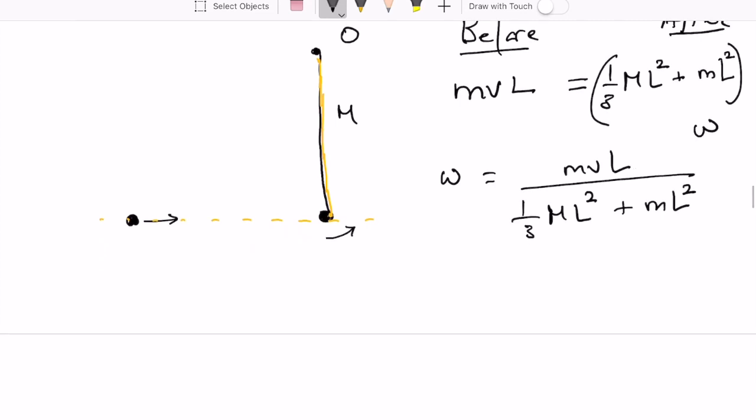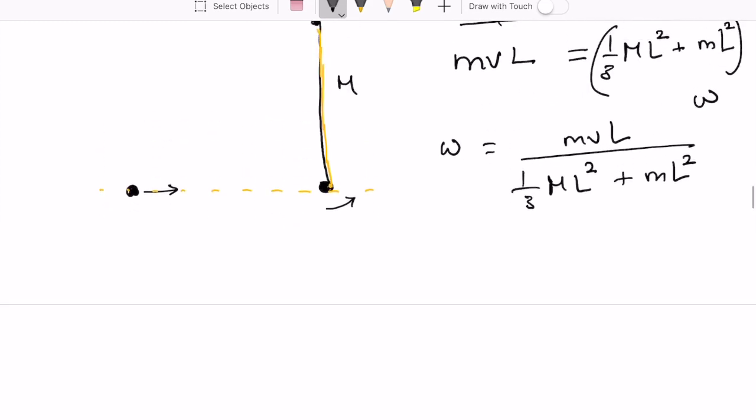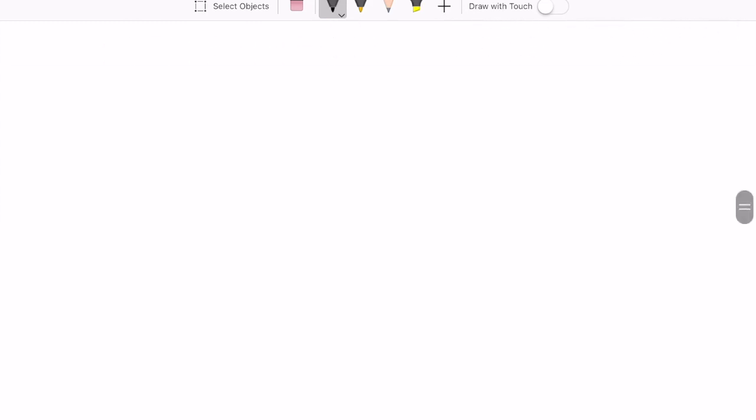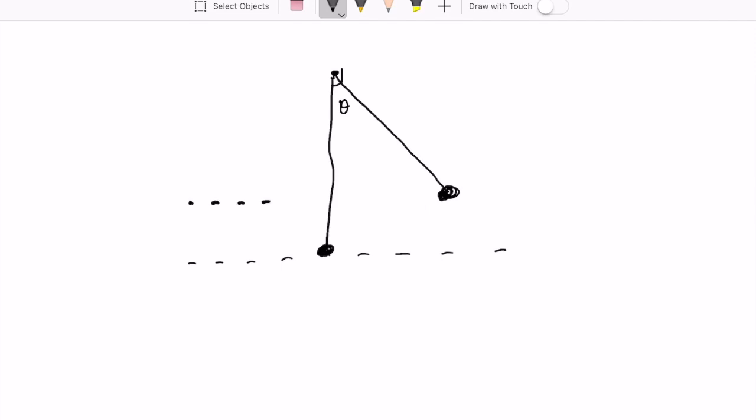Now let's try the second half of the problem. The second part asks how high does the end of the rod rise? So I'll just draw this again. This is the pivot point. The rod was initially like this right after it got struck by the putty, and then it rose up. Now it's like this. This angle is theta. The angle really doesn't matter. Let's say that the height that the rod rises is h.